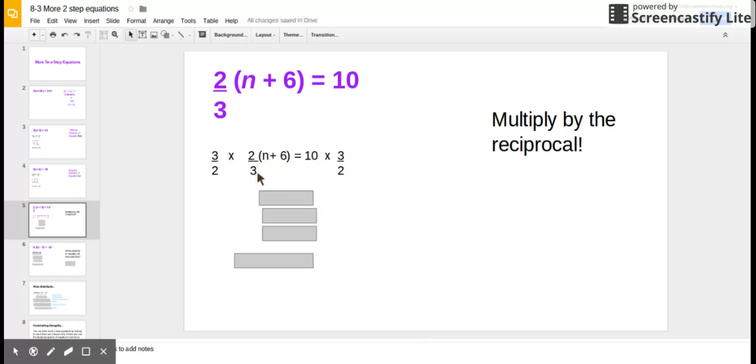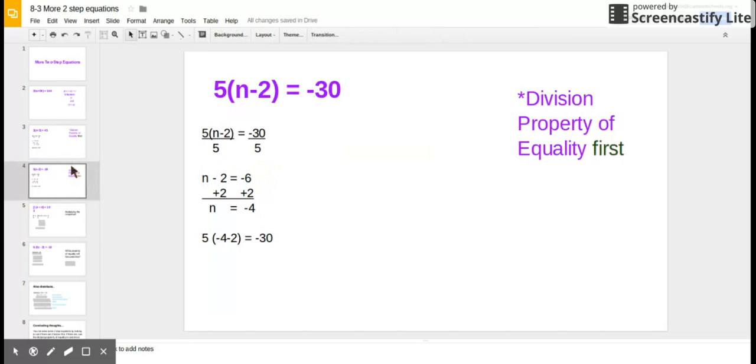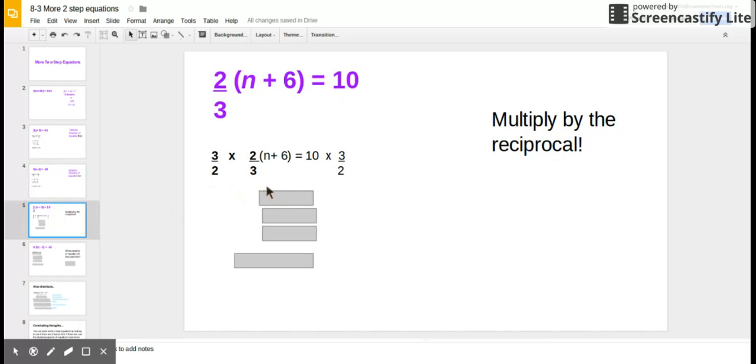That allows me to cancel this fraction out. So this fraction ends up getting canceled out, right? Then I'm left with n plus 6 on this side, plus whatever 10 times 3/2 is. 10 times 3/2 is 15, because 10 times 3 is 30, divided by 2 gets me 15. So if I have n plus 6 equals 15, just subtract 6 from both sides, and then you get your n to be 9. So then you just check your work.